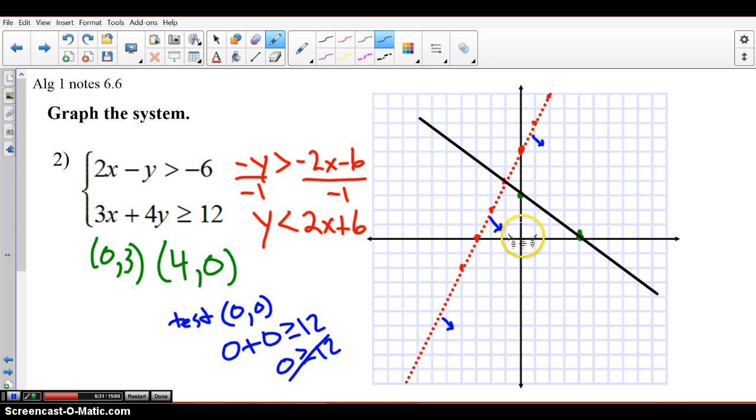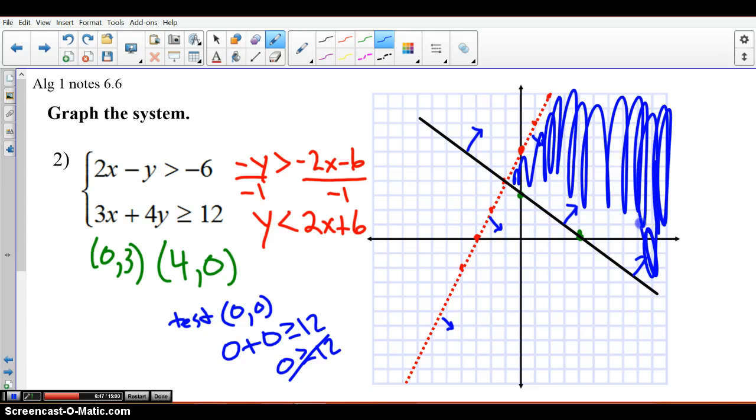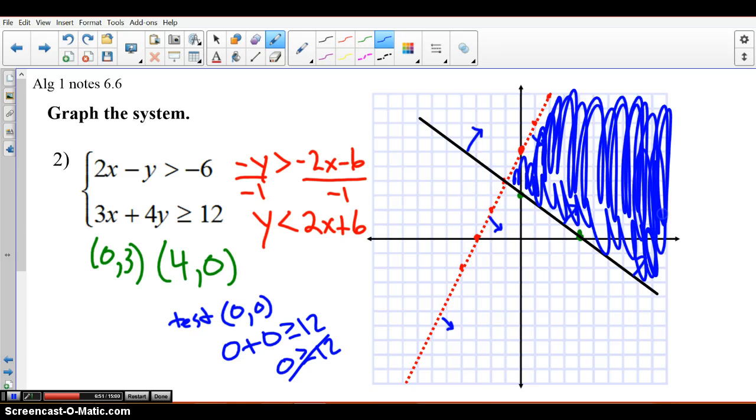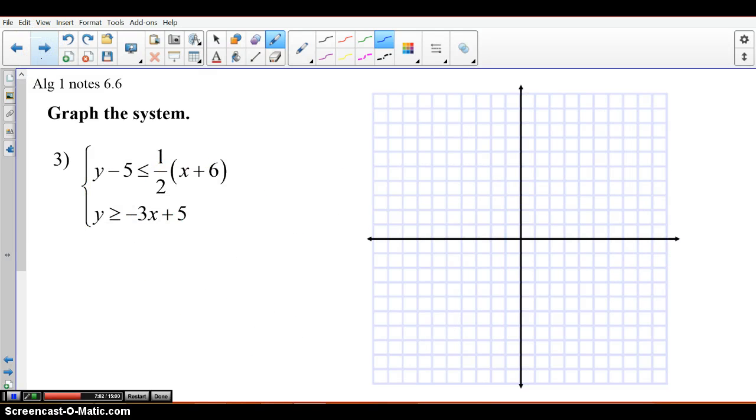What that tells me is this point 0, 0 is not part of the solution, so the solution has to be on the other side of this line. Now, the only place where the arrows from both lines point is this region over here. That's where the answer lies. All right. Let's take a look at the next one here.